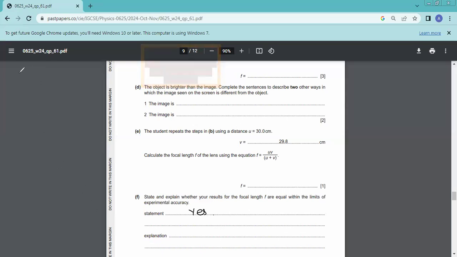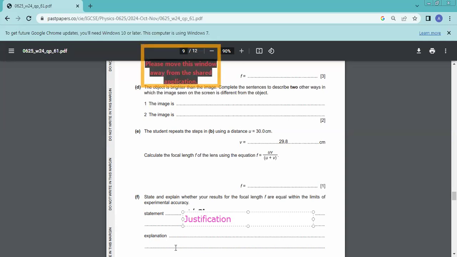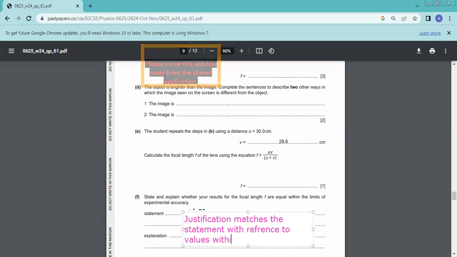So we can write here that the justification matches the statement with reference to the values. If we see the reference values, they are exactly the same, within 10% of each other. So they are basically almost the same.